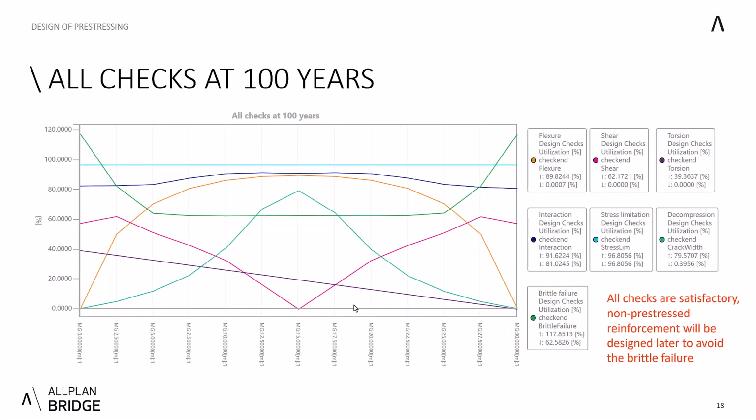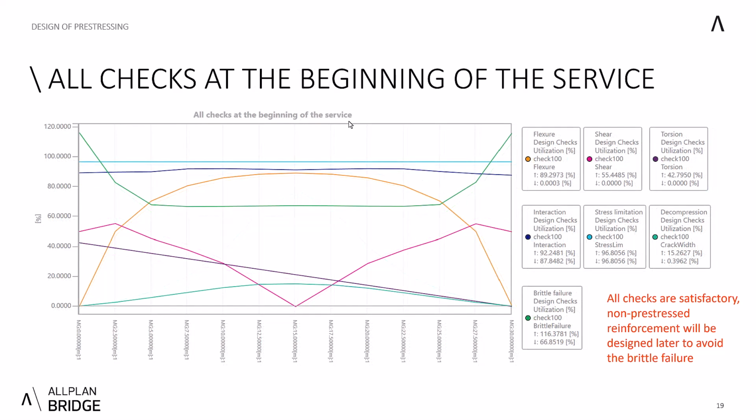All code checks pass except the brittle failure above the supports. But again, as it has been explained, the brittle failure doesn't bother us acutely because we can design additional non-pre-stressed reinforcement that will resist the tension. Therefore, we don't have to deal with this problem now when designing the pre-stressing. A similar situation occurs at the beginning of the service. All checks are satisfactory, non-pre-stressed reinforcement will be designed later to avoid the brittle failure.